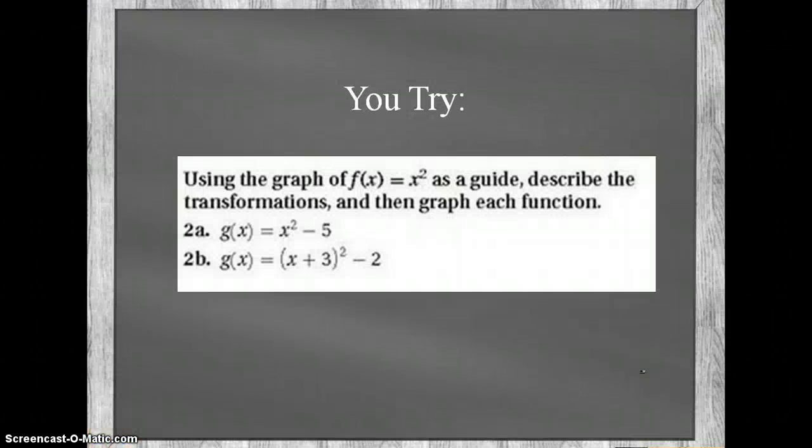Here's your U try. You're going to graph the two following. So g of x is equal to x squared minus 5, and then g of x is equal to, in parentheses, x plus 3 squared minus 2. Please make sure you graph these on graph paper, and then come prepared with any type of questions or clarifications that you need about basic translations.